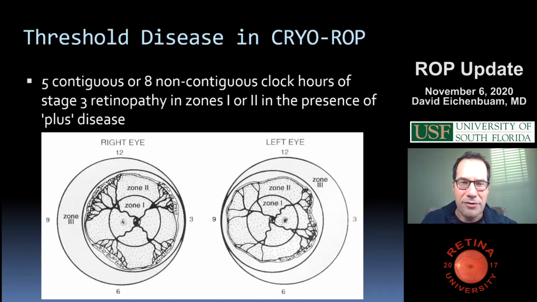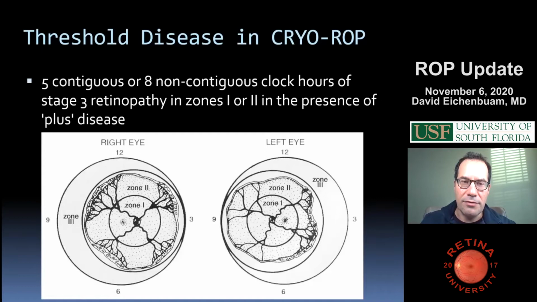You will get a question on this. This can be the question that passes your board exam for you, even if you never successfully see the retina in a premature baby in training or in practice. Important definition. If you look at the pictures, the bottom left shows the 8 non-contiguous clock hours of stage 3 in zone 2, and the picture on the right shows the 5 contiguous clock hours of stage 3 in zone 2.